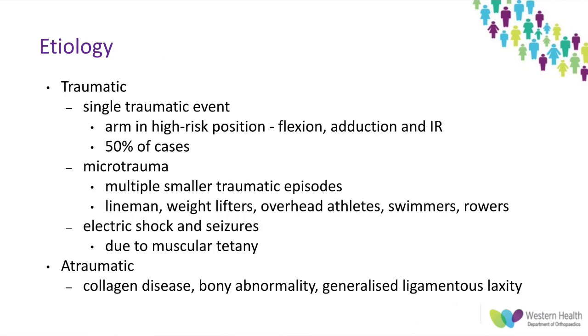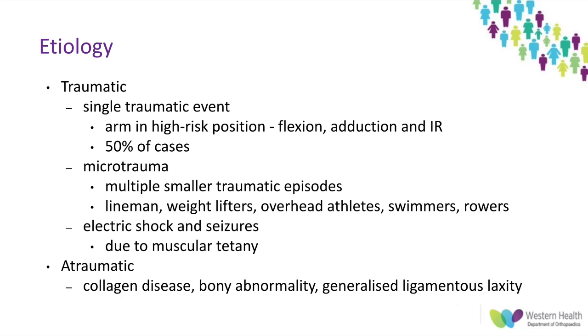So looking a bit closer at the etiology, you can break it down into traumatic or atraumatic. Patients with a traumatic history may have a single traumatic event with the arm in a high-risk position, which is flexion, adduction, and internal rotation. And this accounts for 50% of cases. Another group will have repetitive microtrauma, and this is patients, usually sports people, such as American football linemen, weightlifters, overhead athletes, swimmers, and rowers. And then we have the textbook history of electric shock and seizures. This occurs due to muscular tetany.